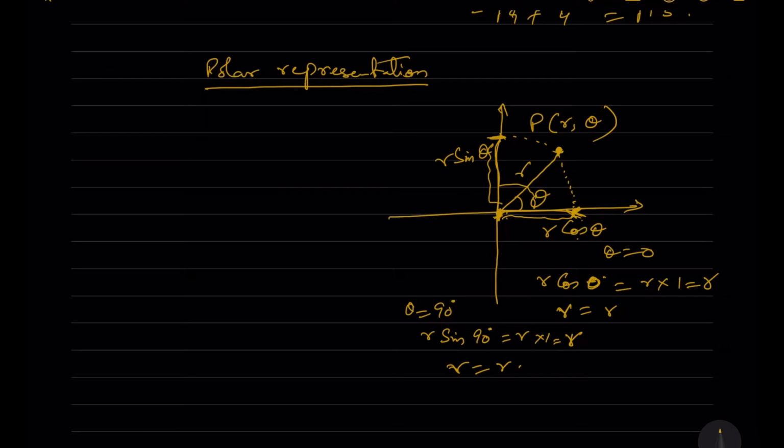So I think now how we got the polar representation we have seen. Now we'll see how a complex number can be represented in this polar representation form. We'll take some complex number and then we'll see how to represent it in the polar representation form.